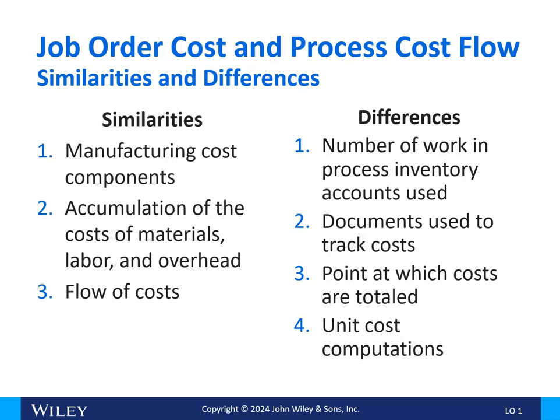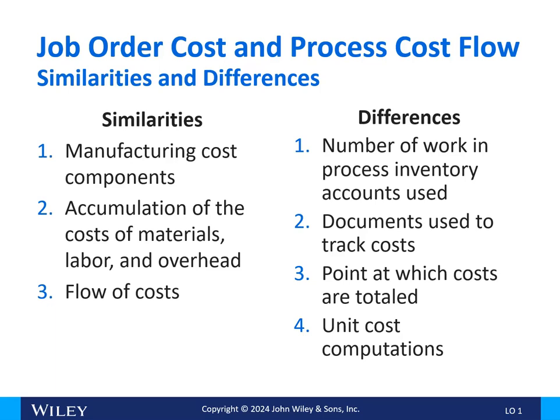So the similarities of the two: manufacturing cost components. We're dealing with direct labor, direct materials, and overhead. We're going to accumulate those costs, and the flow of costs are the same. It goes from the generation of those costs or the purchases, and then into work in process, then finished goods, then cost of goods sold.